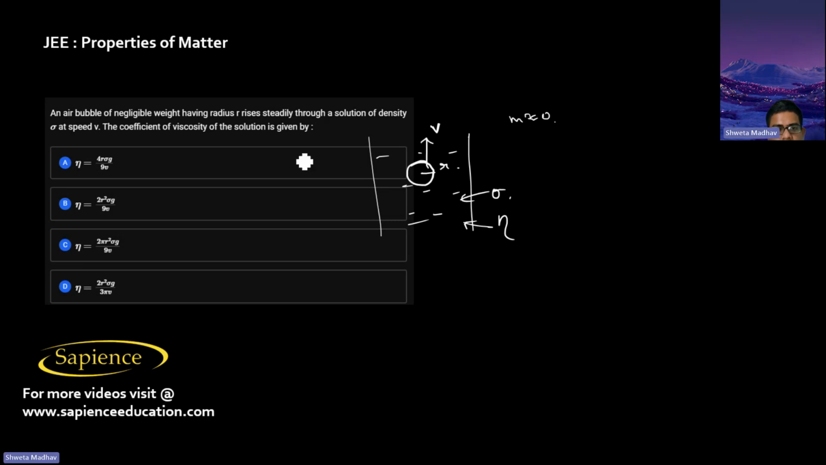So then we have to find the value of eta. So obviously mass is 0. So it is rising upwards. So the viscous force is acting downwards, but the buoyancy force is acting upwards only. So therefore, viscous force should be equal to the buoyancy force.